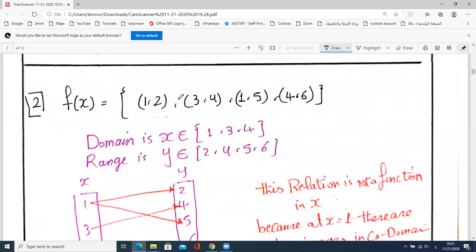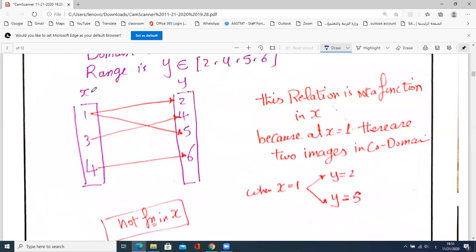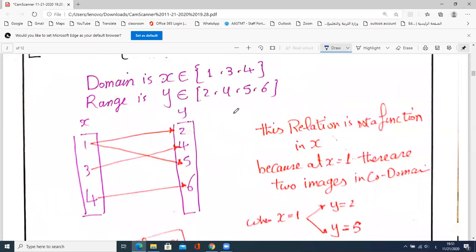Example 2. Here we have a relation between two sets of numbers. The set of numbers representing x is 1, 3. If we have a number repeated, we write it once, okay? We write it one time. Then we have 1, 3, and 4. The range is 2, 4, 5, 6. So we write it in an arrow diagram. This is the column of x, 1, 3, 4, and this is the column of y, 2, 4, 5, 6.